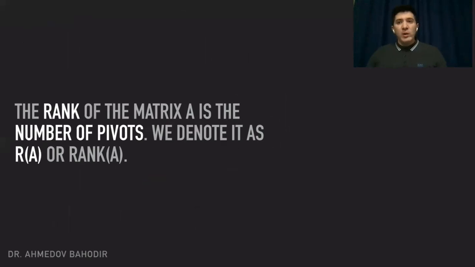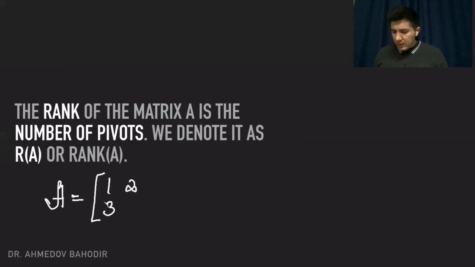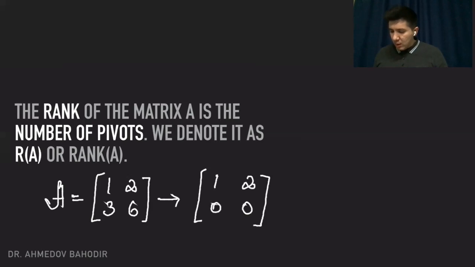So now let's define what a rank is. The rank of the matrix is essentially the number of the pivots. We denote the rank of the matrix as r(A), or the rank of A. If you look at our previous example, the A with the rows 1, 2, 3, 6, do you remember how many pivots it has? If you bring this to the row echelon form, it has 1, 2, 0, 0. You see, this is the pivot. So the number of the pivots is equal to 1. That's why the rank of this matrix A is going to be equal to 1.